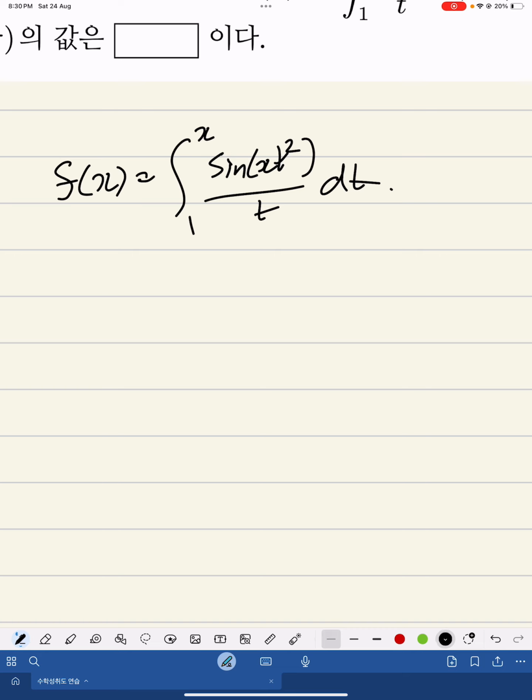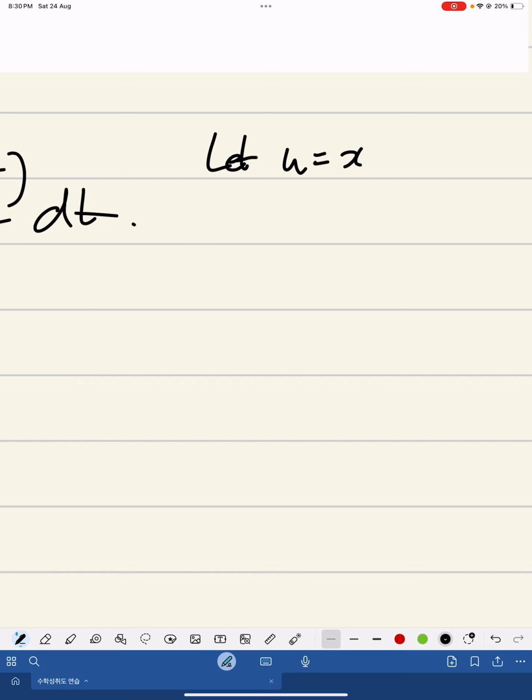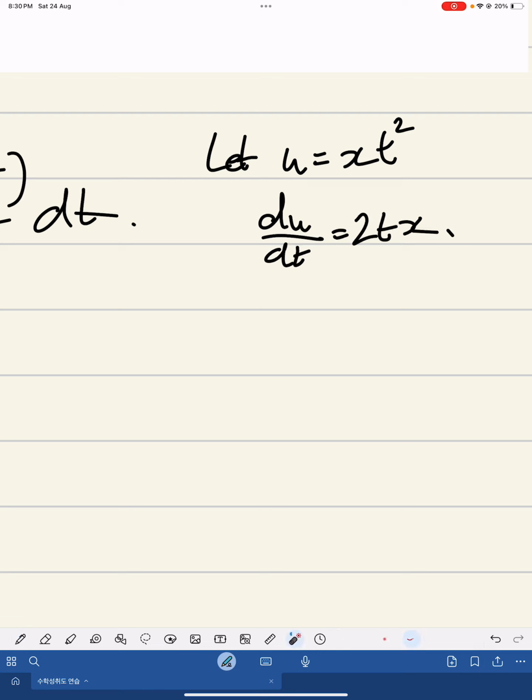So the natural step that many students would have taken is to use substitution. For example, let u equal xt squared. Well, then obviously here's the place where students would have made a lot of mistakes. The answer is du/dt equals 2tx. Now, some of you might be asking, isn't this a multiple of two functions, one function of x and one function in terms of t? Well, no.